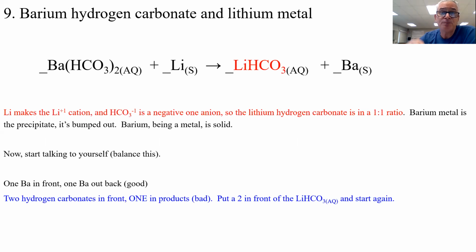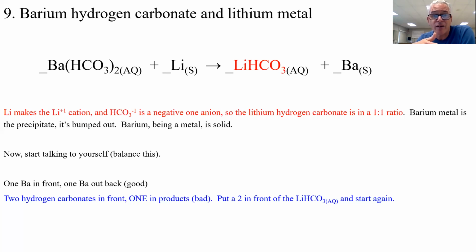But watch what happens. The lithium makes a positive 1 ion. You can't just guess. There are 2 hydrogen carbonates in the front, but lithium bonds with just 1 hydrogen carbonate because lithium's a positive 1 ion, hydrogen carbonate's a negative 1. We're going to have to figure out that double hydrogen carbonate, single hydrogen carbonate by balancing, but we have to write the formula correctly. Barium is not a Hunkelbrief twin, so it just comes out as solid metal like that, Ba solid. And now we have to start talking ourselves through the balancing.